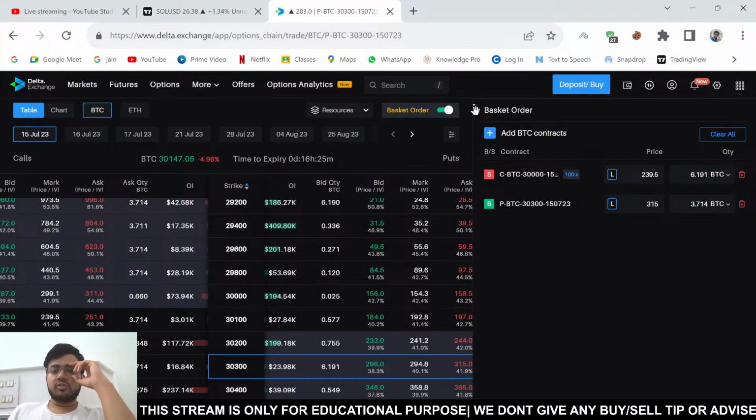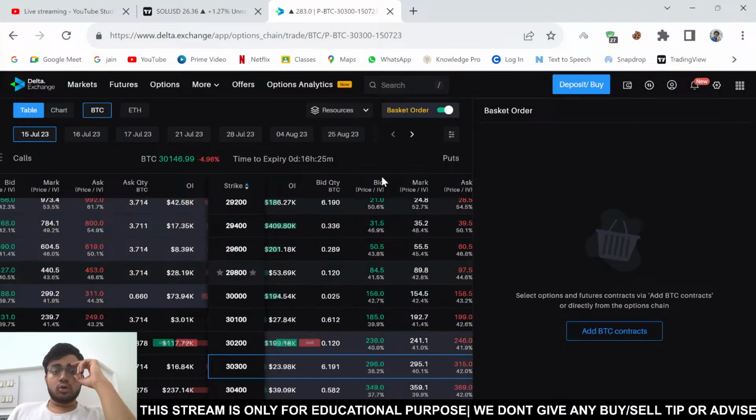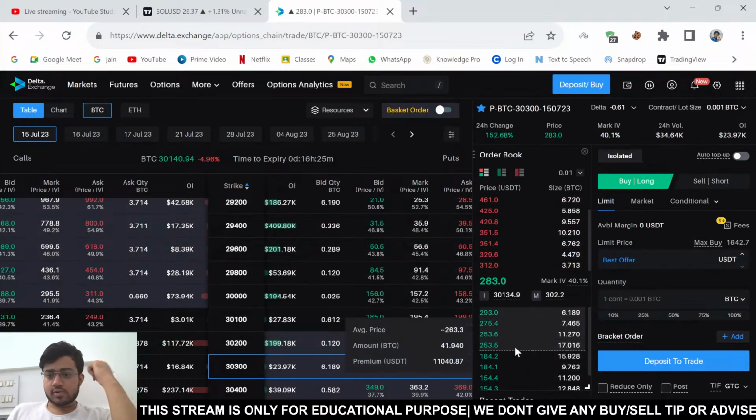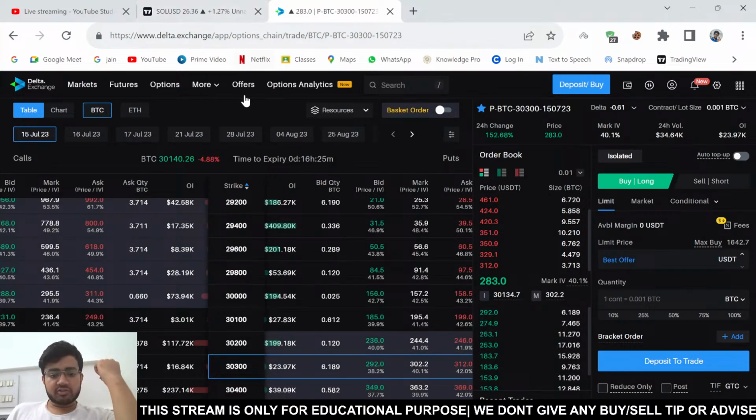Okay, so I was just trying to understand the basket order feature, and I did, which is good enough to know that they do have the basket order feature.